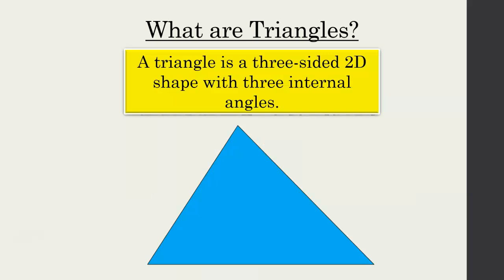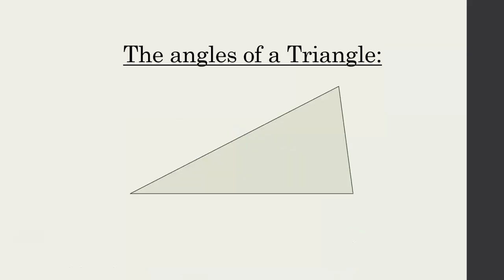So, what are triangles? What's the mathematical definition? A triangle is a three-sided 2D shape with three internal angles. So it has three sides. What do I mean by sides? These lines. 1, 2, 3. And then it has three angles. It has this angle here, this angle here, and this angle here. So that is your definition of a triangle.